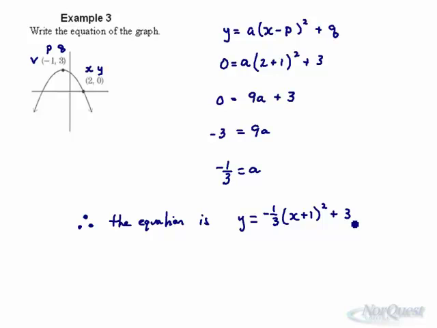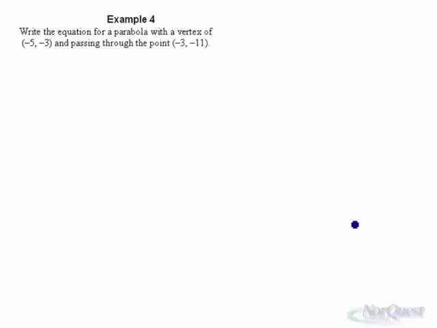All right, let's look at another equation. This one I'm just going to give you in word problem form. Write the equation of a parabola with a vertex of, so we list our vertex, negative 5, negative 3. That's going to stand for p and q. We have another point of negative 3, negative 11, and that's going to stand for x and y.